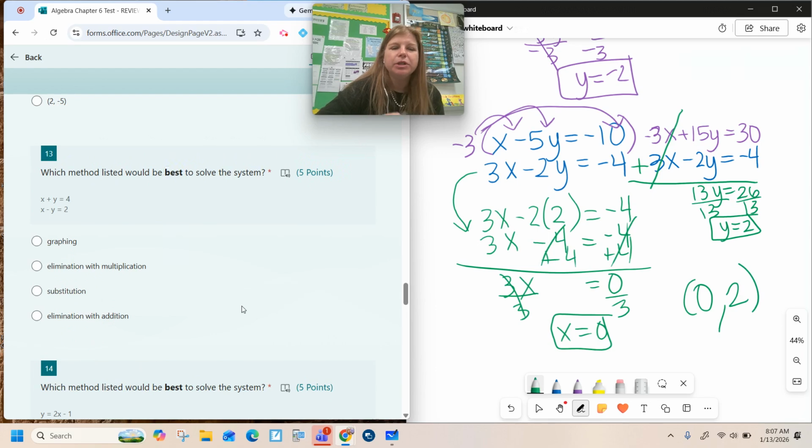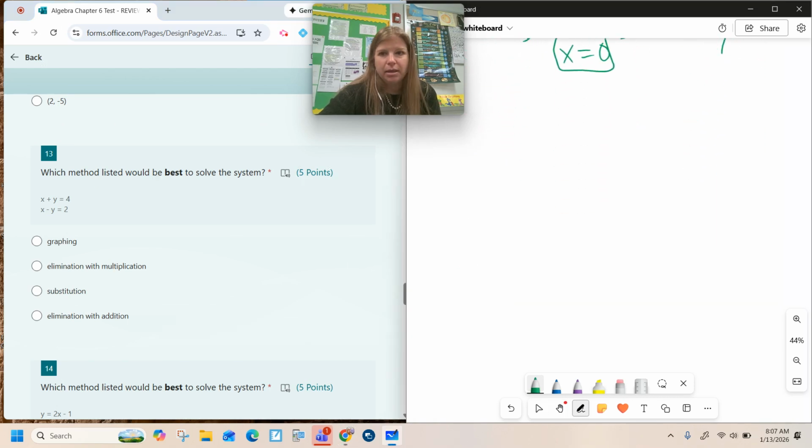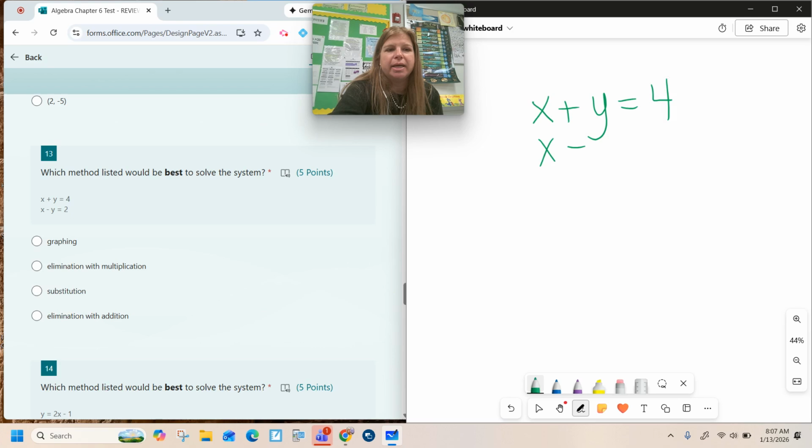Number 13, which method listed would be best to solve the system? Now, there can be arguments for this totally. Based on that system, you could technically use any strategy, right? When I look at these two equations, x plus y equals 4, and x minus y equals 2, I ask you, what method do you think is best? If you are really good at graphing in standard form, which I love graphing in standard form, I find it to be so easy to find those intercepts. Just do the cover-up method, you're good. Graphing might be for you.